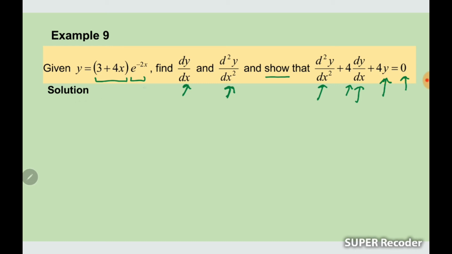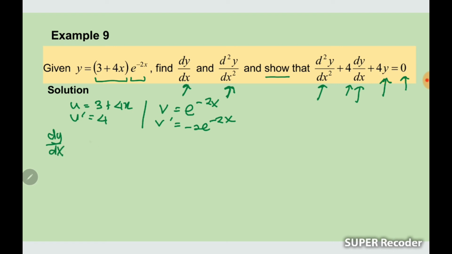You can find dy dx by using product rule, by let u equals to 3 plus 4x, u prime is equals to 4, v is equals to e to the power of negative 2x, v prime is equals to negative 2e negative 2x. Okay, so now what is y prime or dy dx? dy dx is equals to u multiplied with v prime, so 3 plus 4x multiplied with negative 2e negative 2x plus v e negative 2x u prime is 4.